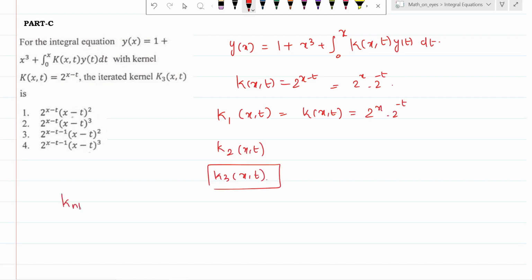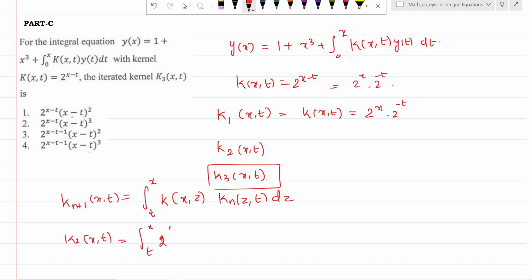We know that k n plus 1 of x comma t is equal to integral. Since it is a Volterra type, we will have the lower limit as t, upper limit as x, and k of x comma z, kn of z comma t into dz. So k2 can be found from this first. So k of x comma z will be equal to 2 to the power x, 2 to the power minus z.